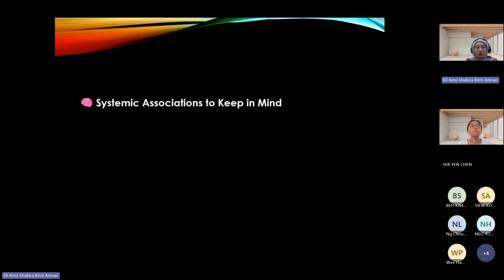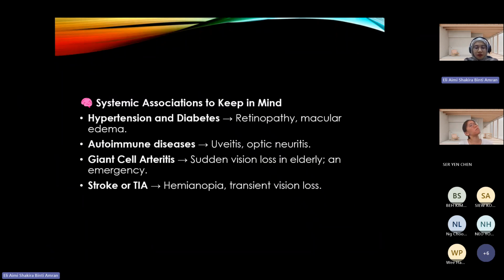Okay, so there are systemic associations that you have to keep in mind. First is hypertension and diabetes. So the patient might have retinopathy, whether it's diabetic or hypertensive, or macular edema, especially if they have uncontrolled blood pressure or blood sugar. Okay. And then autoimmune disease.